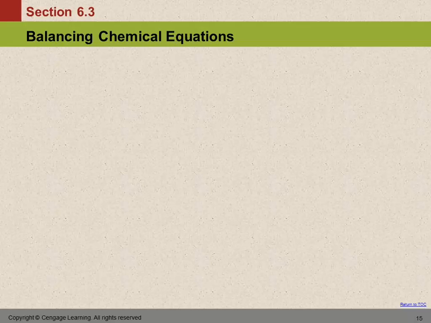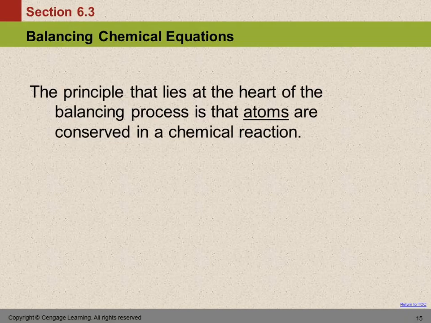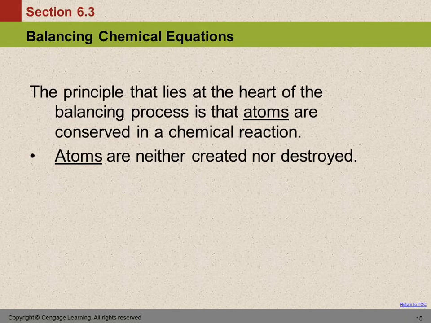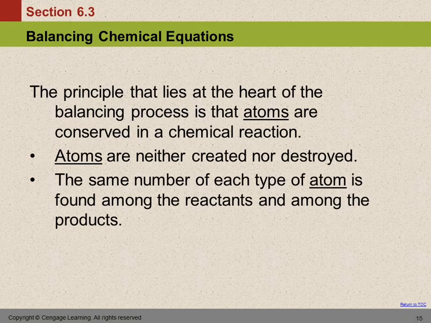Balancing in chemical equations. So the principle that lies at the heart of balancing is that atoms are conserved. Atoms cannot be created or destroyed. What you start with is what you end up with. So if you start with 5 atoms of copper, you have to end up with 5 atoms of copper. Same number of each type of atom.